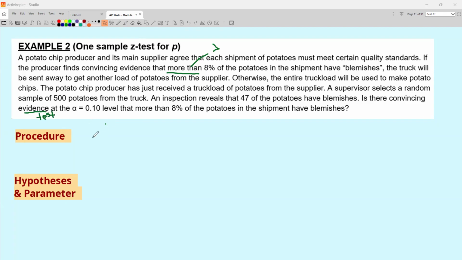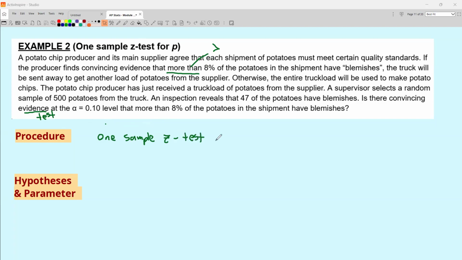So that type of language is going to say we have to run some sort of significance test. And the name of this test, because we're dealing with one proportion, is a one sample Z test for P. So we're going to name that procedure one sample Z test for P.